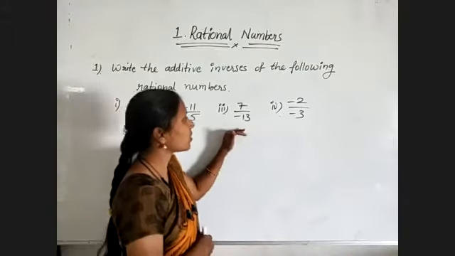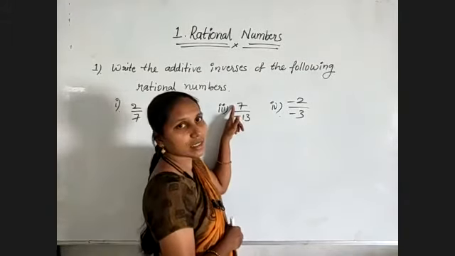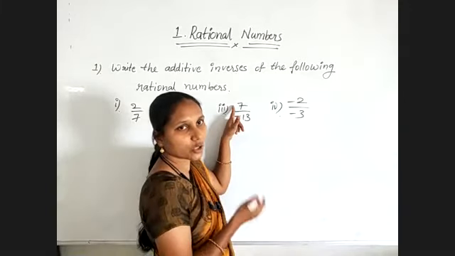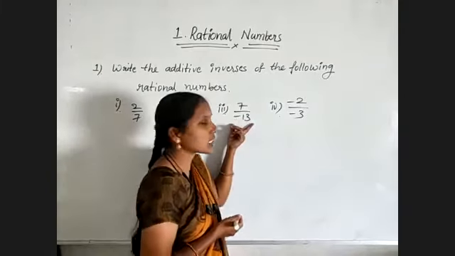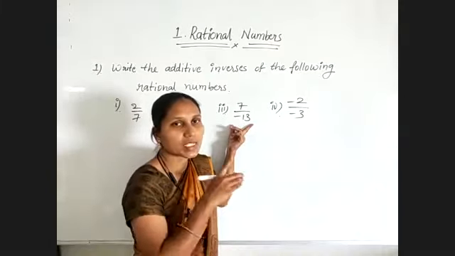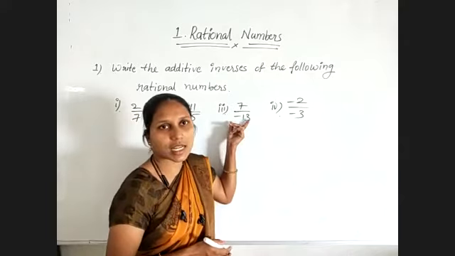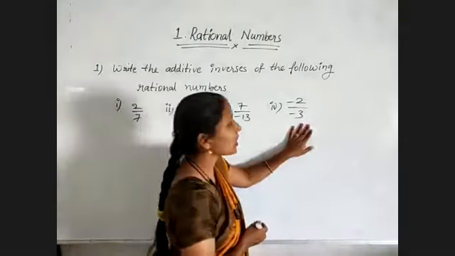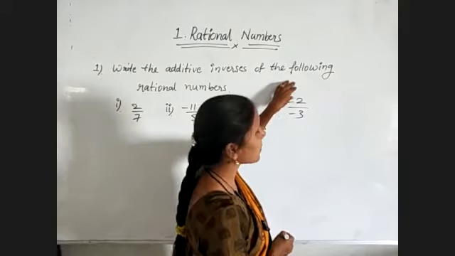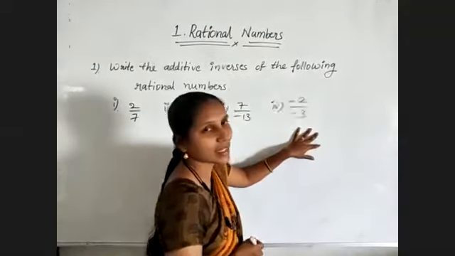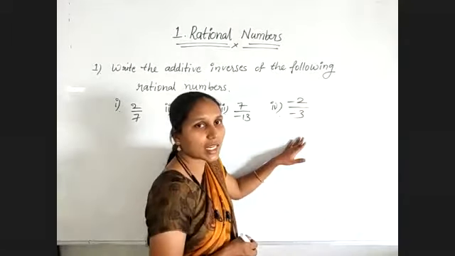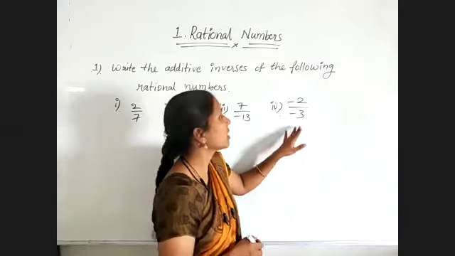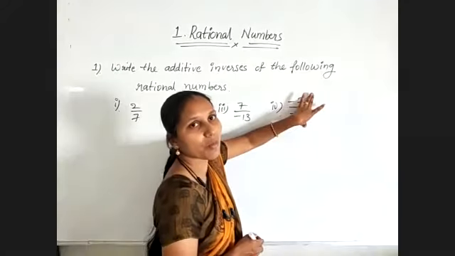And coming to the third one, a plus value is there in the numerator and a minus value is there in the denominator. So plus and minus, unlike integers. Unlike integers in the sense it is a negative rational number. And coming to the fourth question, numerator is -2, denominator is -3. Both are negative values, like integers, in the sense this complete rational number is positive.